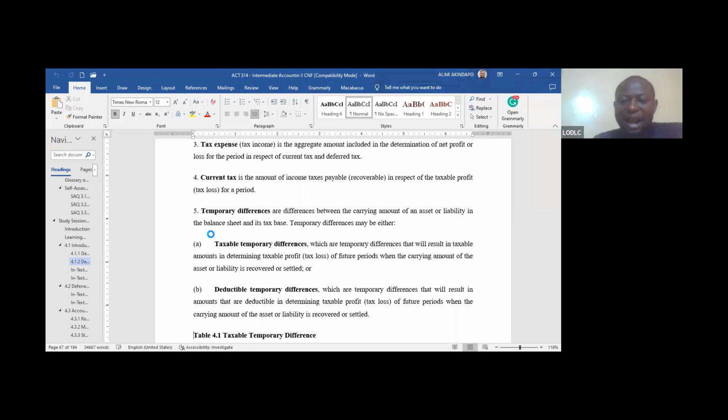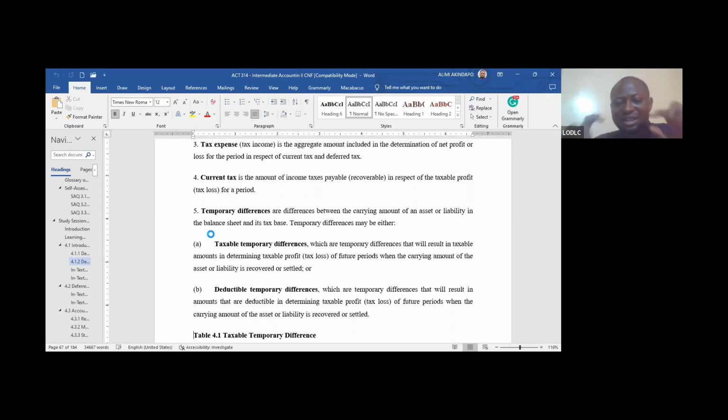So temporary differences are differences between the current amount of an asset or liability in the balance sheet, or statement of financial position, and its tax base. What we are interested in is the current amount, the amount you can find in the statement of financial position for the asset or liability. Then the next thing is the tax base. What is the tax base? The tax base of an asset or liability is the amount attributed to that particular asset or liability for tax purposes. So your carrying amount and your tax base, the difference between them is referred to as temporary differences.